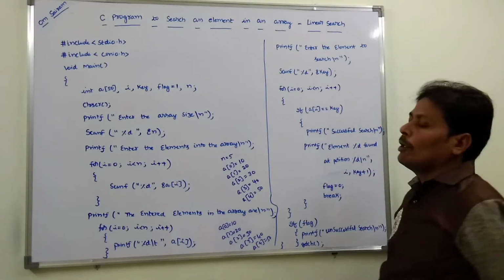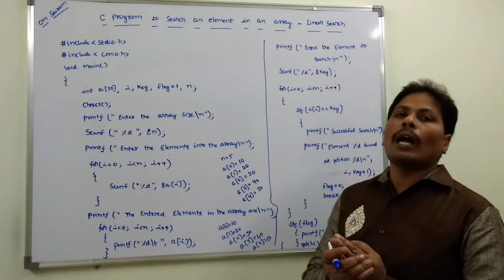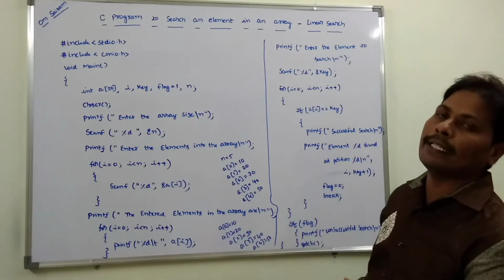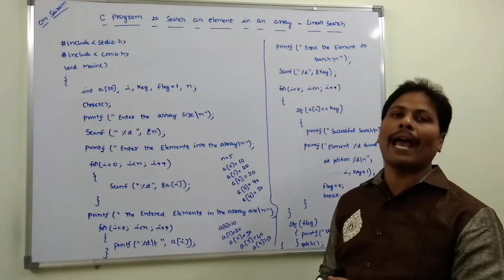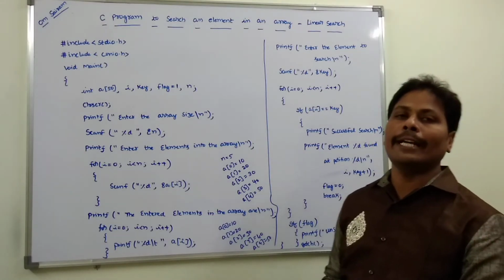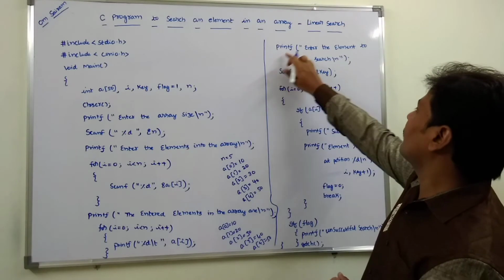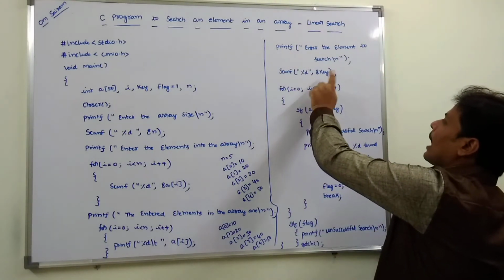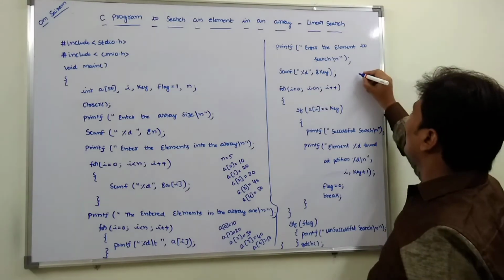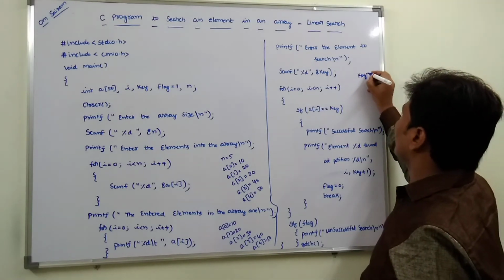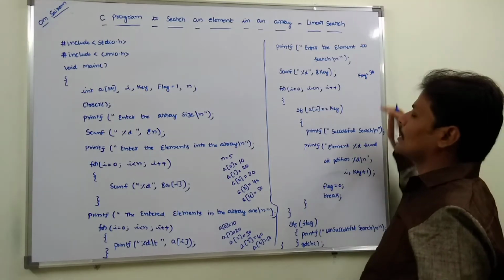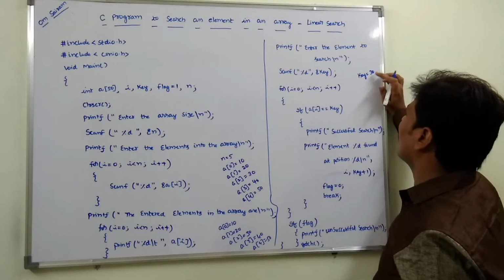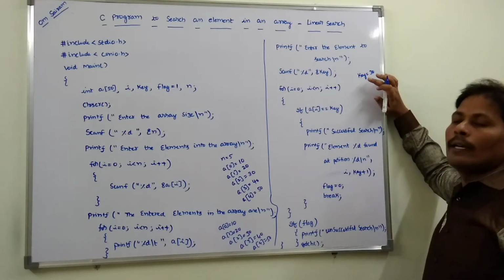Now, what is the element you want to search among these 5 elements? That element is denoted by the key value, and that value is read from the keyboard. So printf enter the element to search, then scanf %d ampersand key. Now we are searching for the key value 30. So 30 is read from the keyboard and the value is stored in the key.